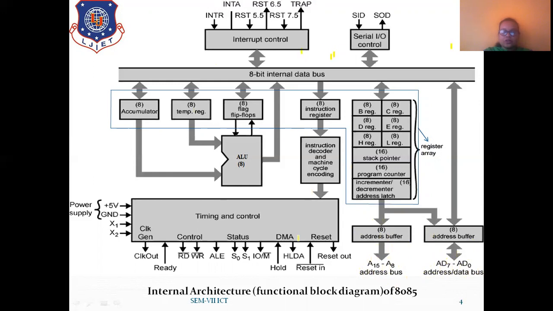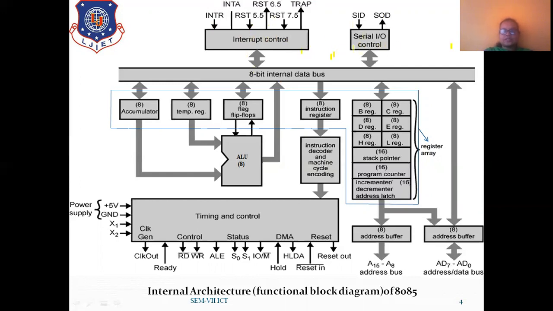So this whole diagram shows the architecture of 8085. Clear? Once again, it has 5 groups. First, it is an interrupt control group at the top.